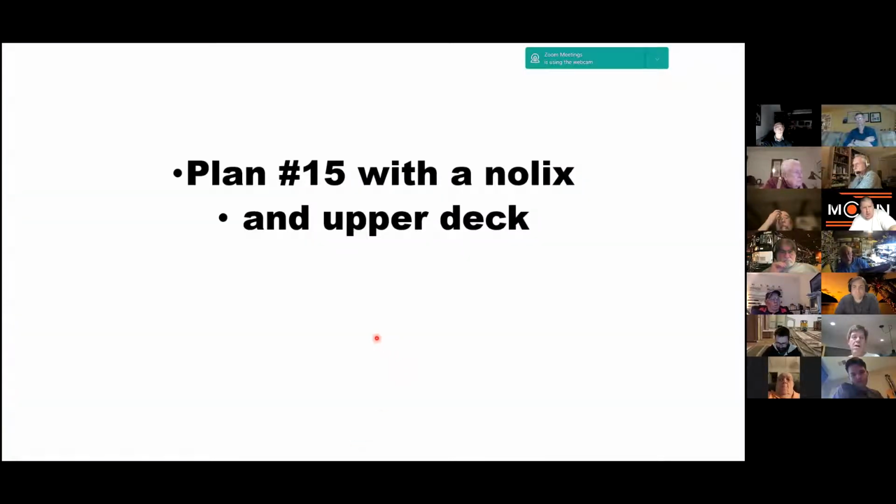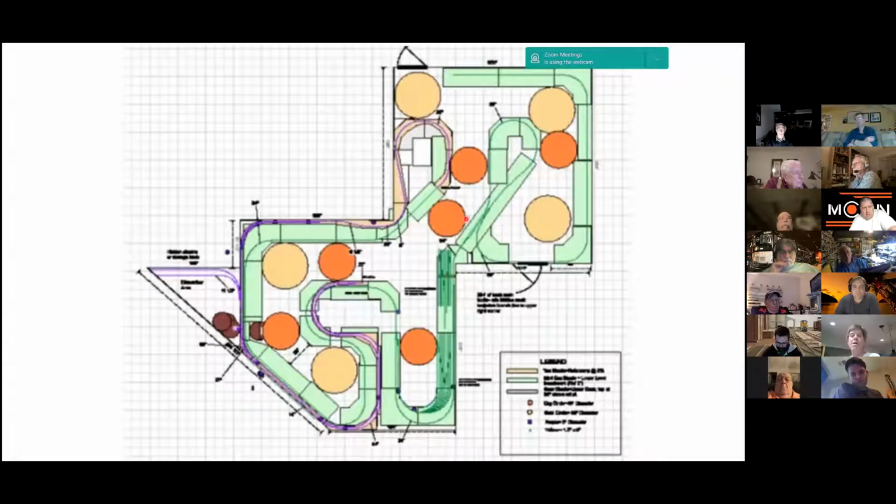I'm going to take a minute here and just talk about a nolix. I've been talking about a nolix for a while now, and so I cornered Mike and got him to get his CAD program out and work on this, his plan 15, which has a doorway here and a doorway here. And I put in a nolix that goes literally from right here to right there, 22 inches a rise.